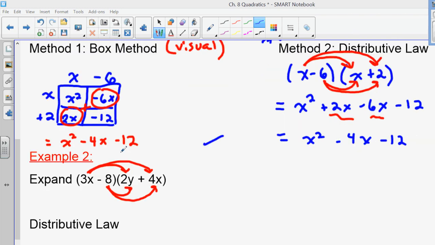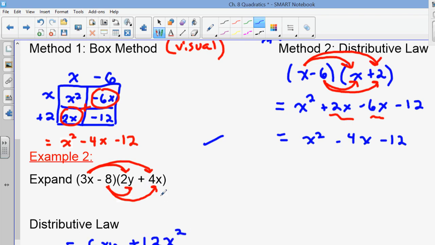All right, you just heard a guest appearance by Mr. Baker over there. So let's go ahead and do our distributive process. Here we go. 3x by 2y, so 6xy. 3x by 4x, 12x squared.